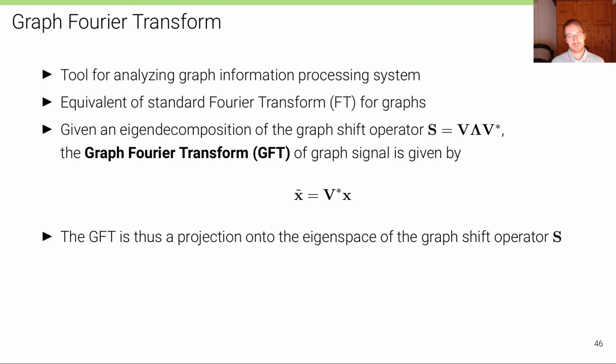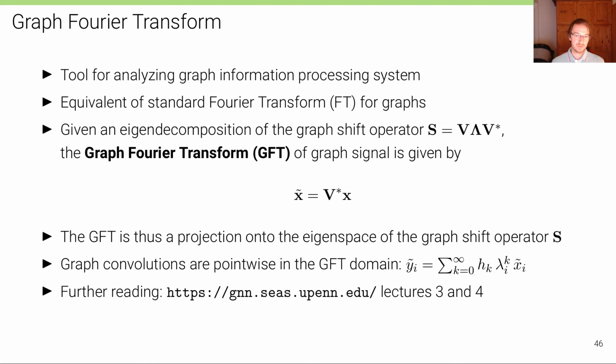Given an eigendecomposition of the graph shift operator, so we have the graph shift operator S here, and this eigendecomposition into these three matrices here, the graph Fourier transform of the graph signal is given by the projection of the graph signal X under consideration onto the eigenspace V star of the graph shift operator S. So we have a very simple way of obtaining the Fourier transform of a signal by just projecting it onto the eigenspace of the graph shift operator.